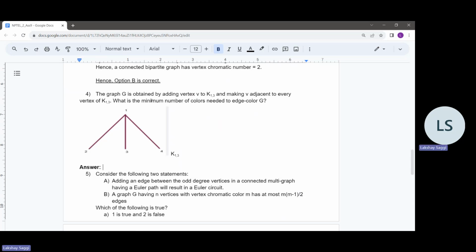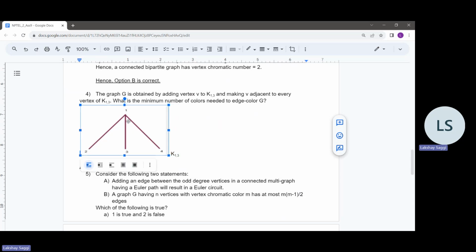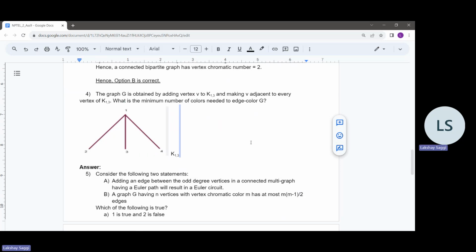So question 4 says a graph G is obtained by adding vertex V to K13. So what is K13? K13 is this graph which I have drawn. Like I mentioned in my previous session also, K13 is a notation and it denotes this sort of graph. And note that this graph is also bipartite. Why? Because you can take the vertex 1 on one side and the vertices 2, 3, 4 on another, and we have only edges from this side to this side. So this is a bipartite graph actually.